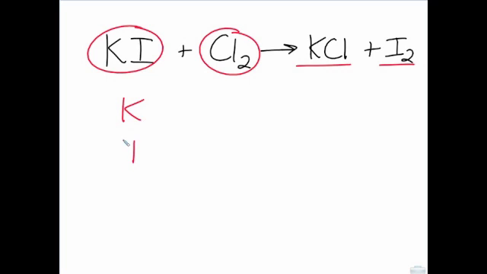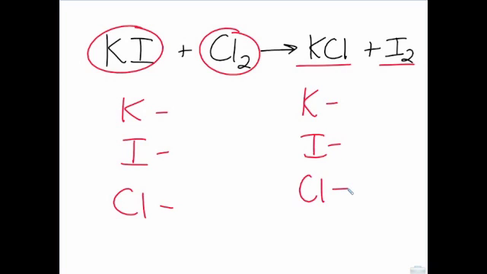The next step is to list the elements, potassium, iodine, and chlorine. We list them for the reactants and the products. Then we determine the number of atoms in each of the reactants and the products. We can see in the reactants that there is one potassium, one iodine, and two chlorines. In the products, there's one potassium, two iodines, and one chlorine.